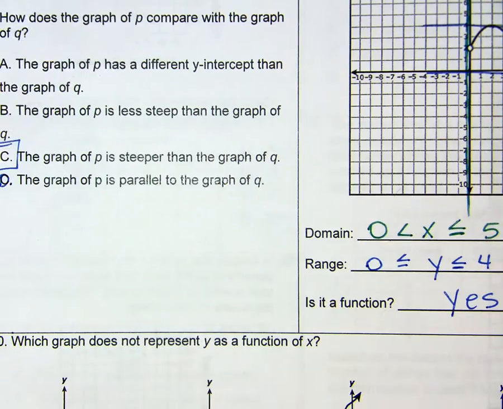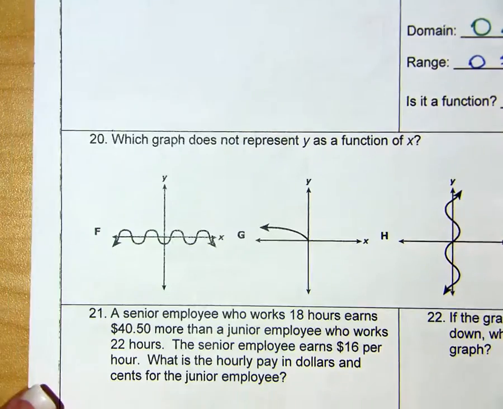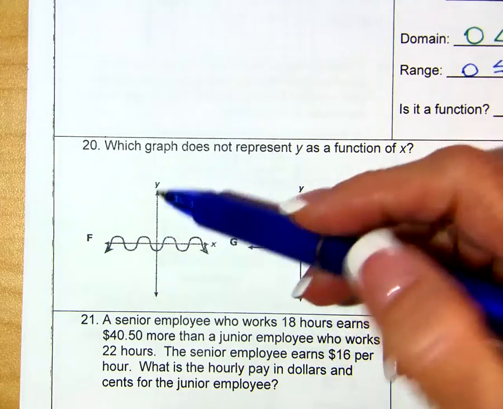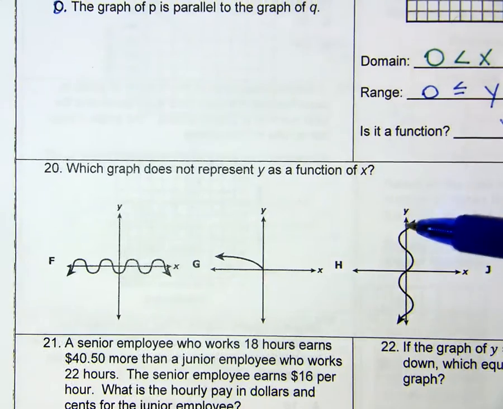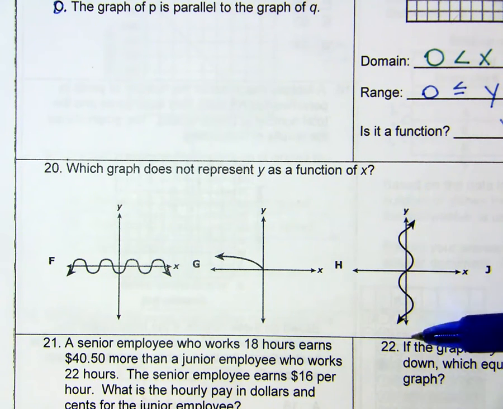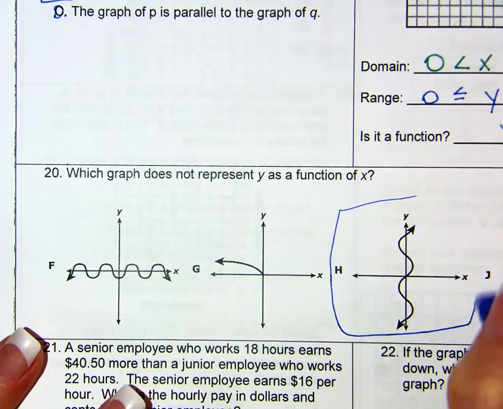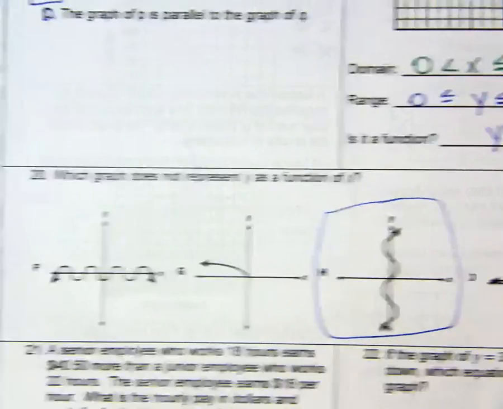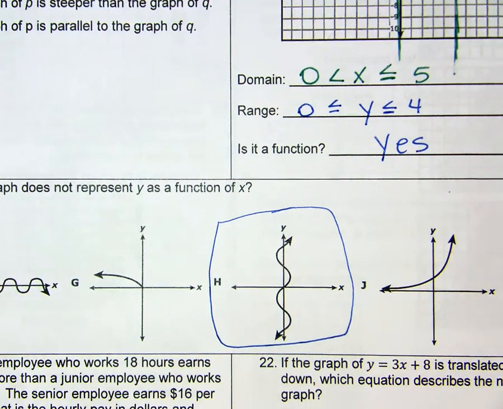So for problem number 20, they want us to know which graph does not represent y as a function of x. In order to be a function, you need to pass the vertical line test. This one passes. This one passes. This one, see here, that vertical line hits that graph more than one time, so this does not pass, but this line passes. So it says does not, so we want something that fails the vertical line test, and that would be option H, because on J it also passes.